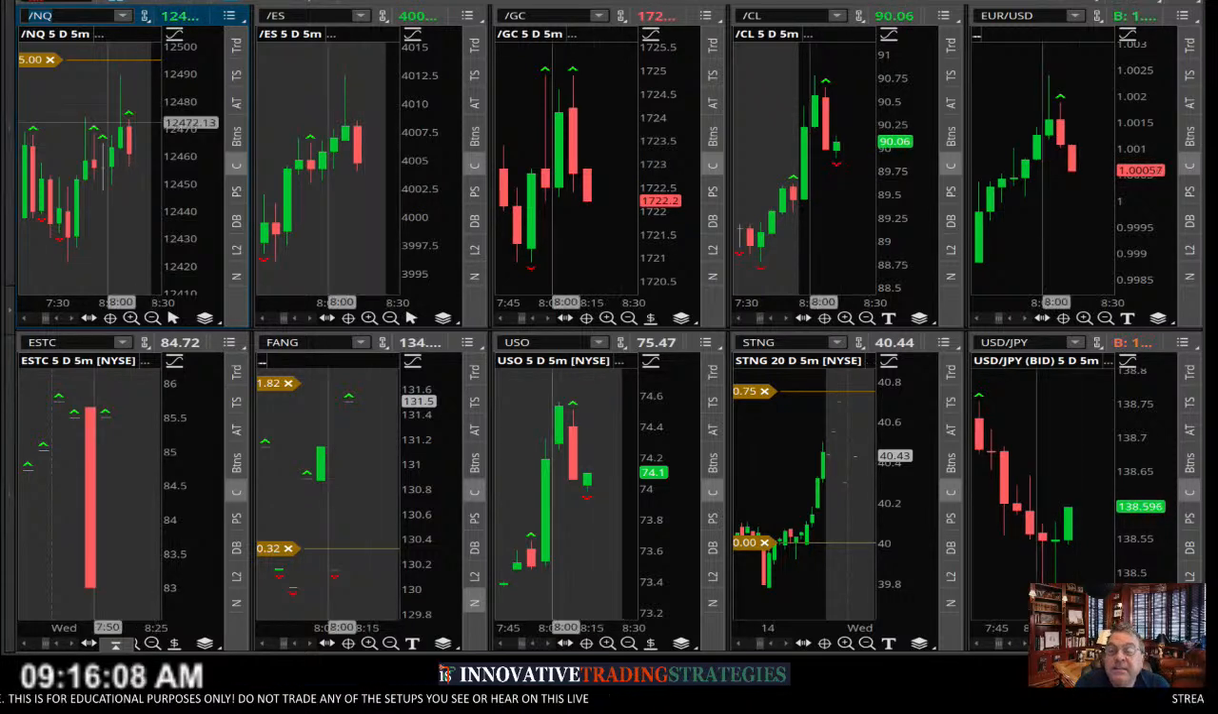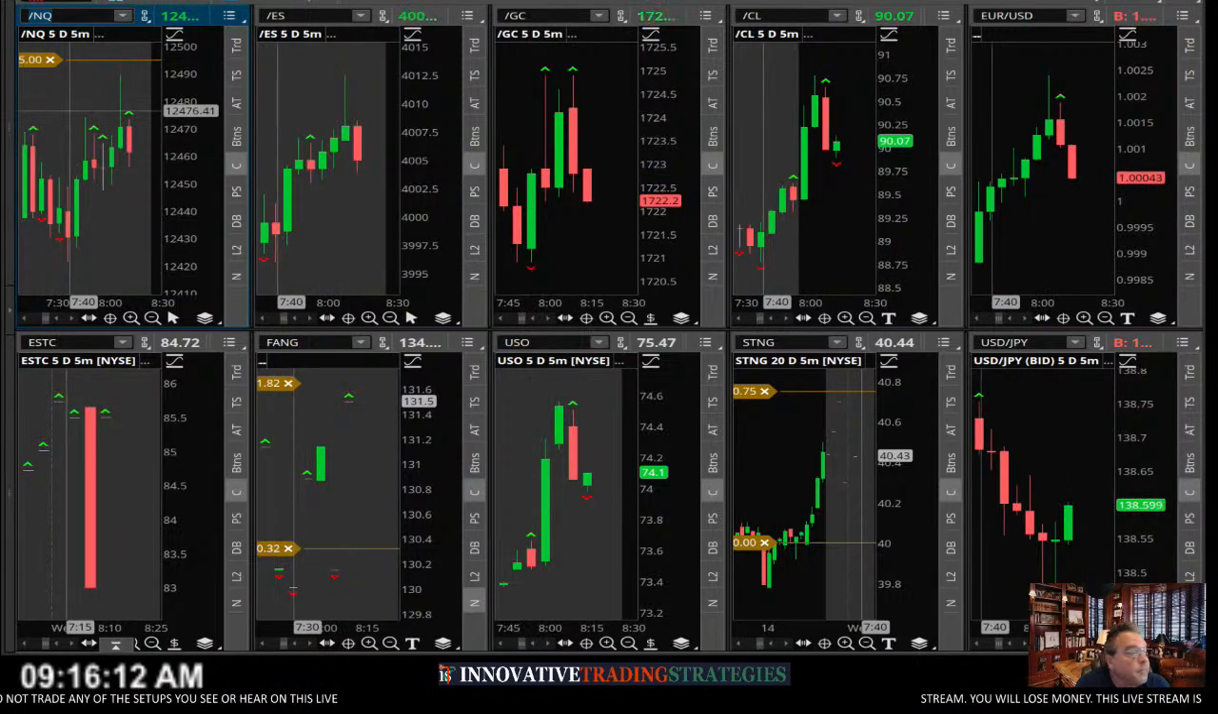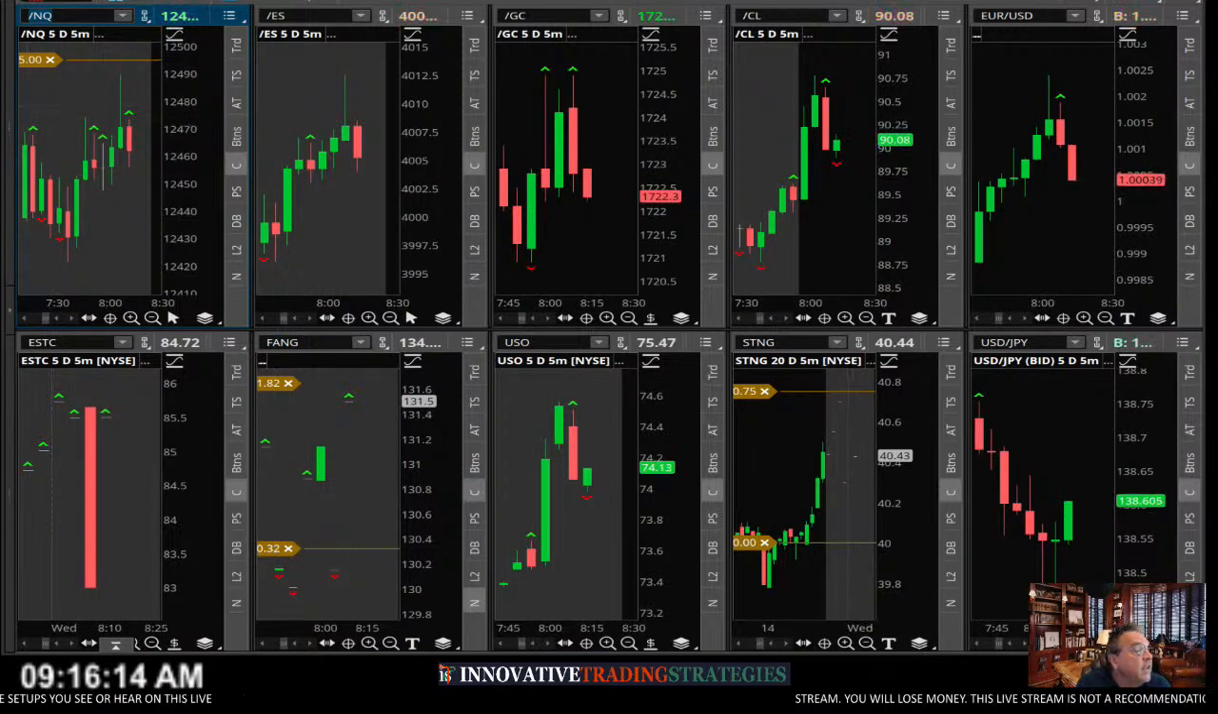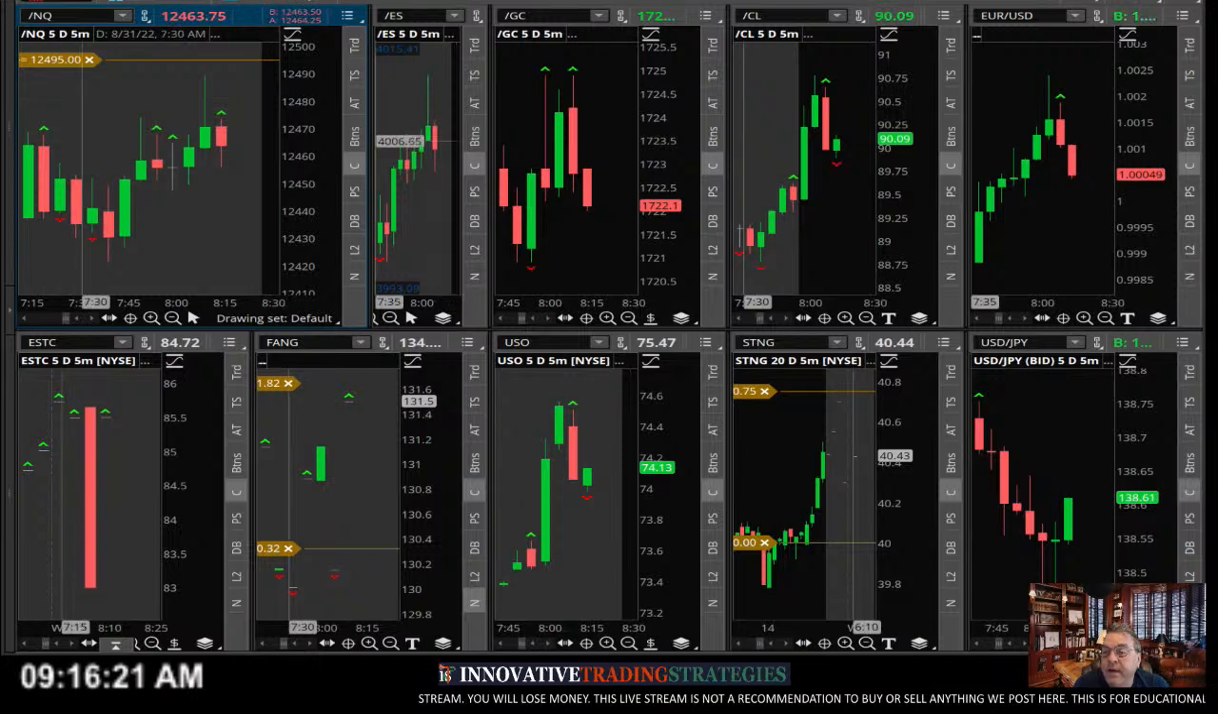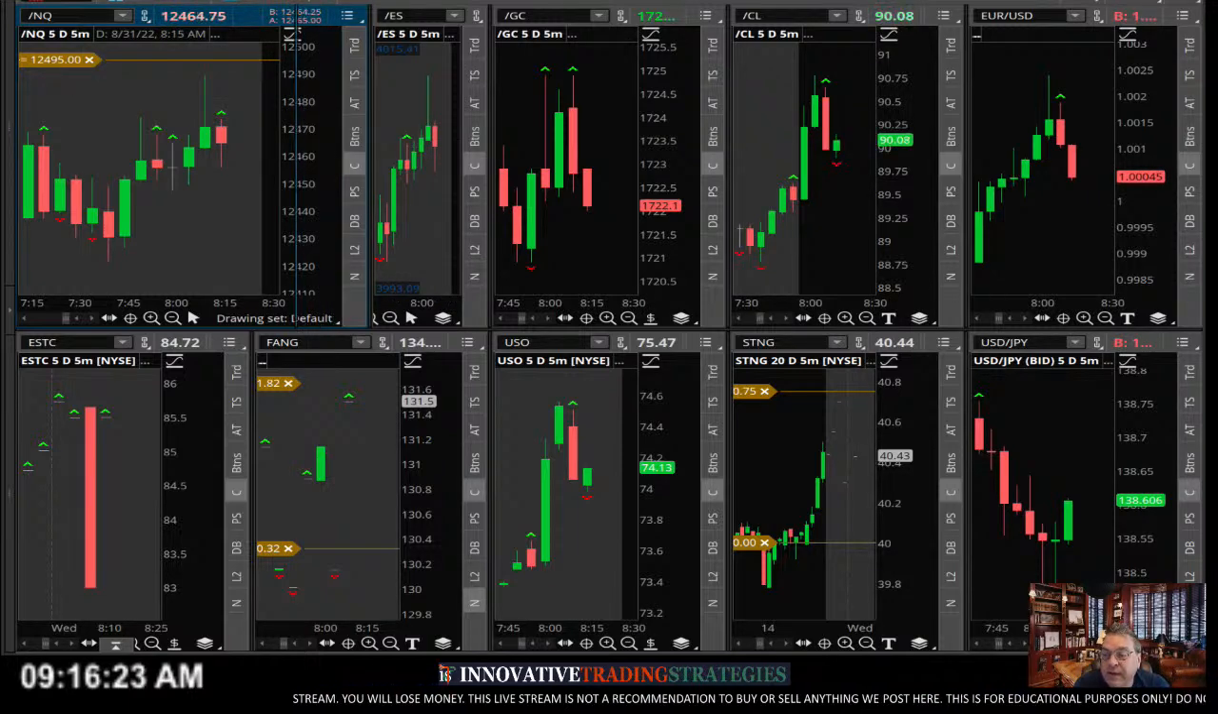So I like this mini NASDAQ. This is what we call an HF1 buy. I do like those HF1 buys, so I do like this buy on the mini NASDAQ. Once again, as you can see, that target's going to come in at 124.95.